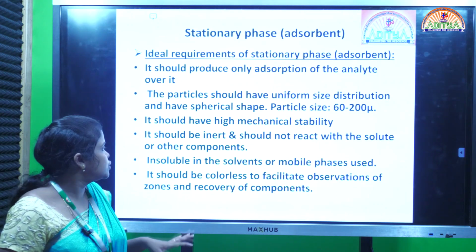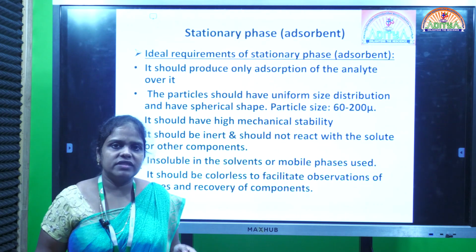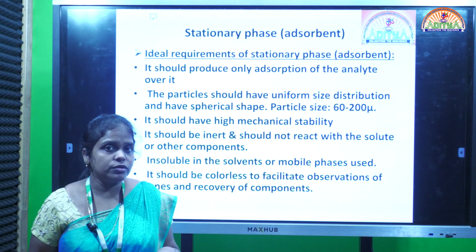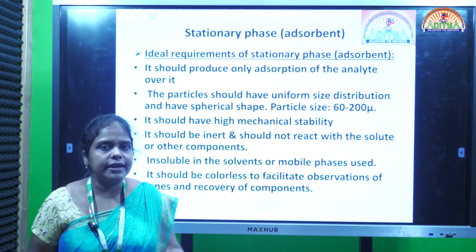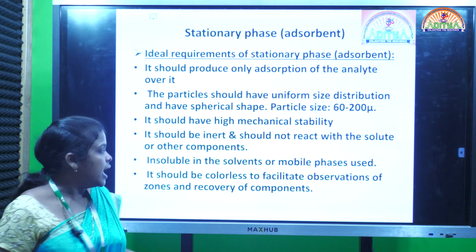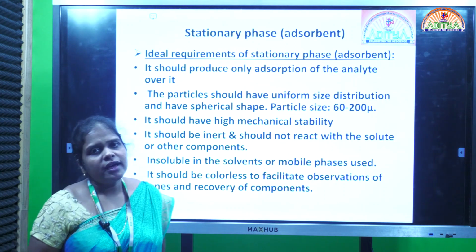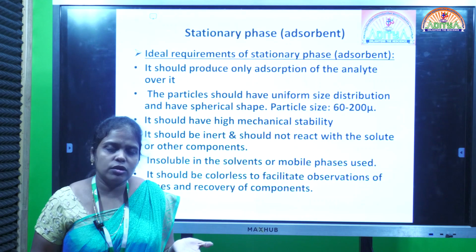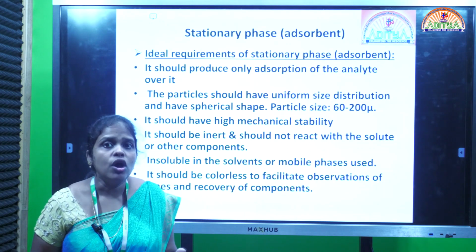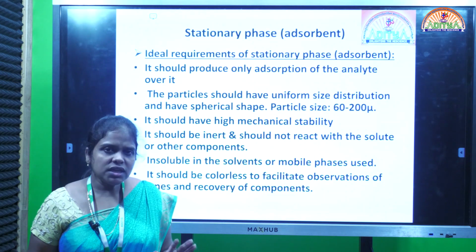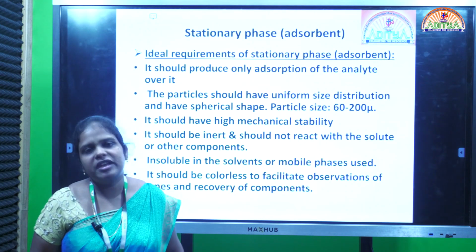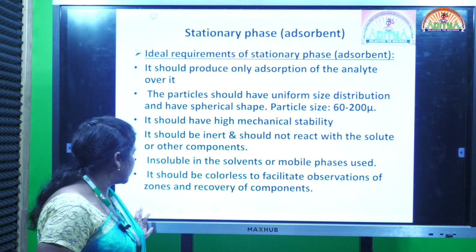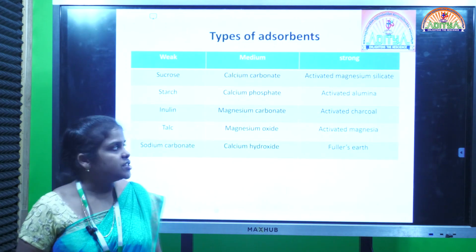Its main thing is it should act as an adsorbent. And one more thing is, it should be insoluble in the solvents or mobile phases used. That means not only should it not react with the sample, it should also be insoluble in, or unreactive with, the solvents or mobile phases we are using. And one more thing is, it should be colorless. Why? If it is colorful, and the sample which we are going to separate is also colored, if both are the same color there will be no proper identification of the separation. Mostly colorless stationary phases and colorless mobile phases will be beneficial for good separation of the components. These are the ideal characters which a particular compound should possess to act as a stationary phase.